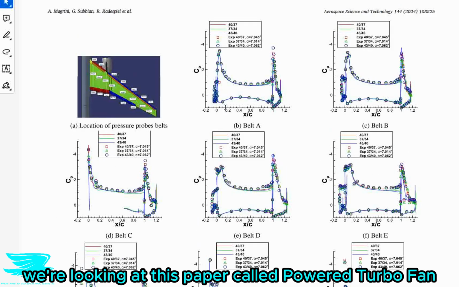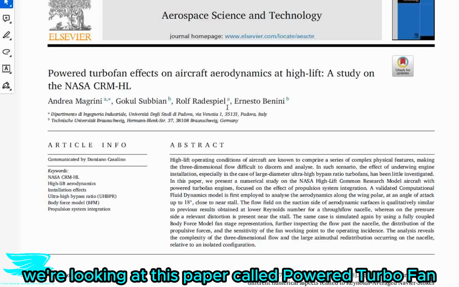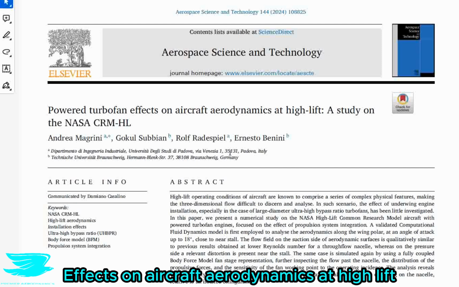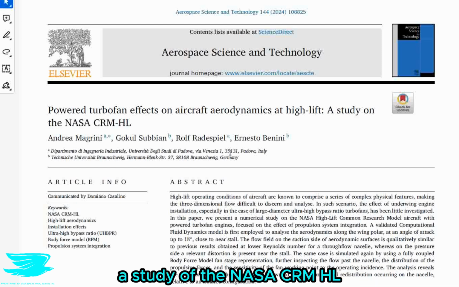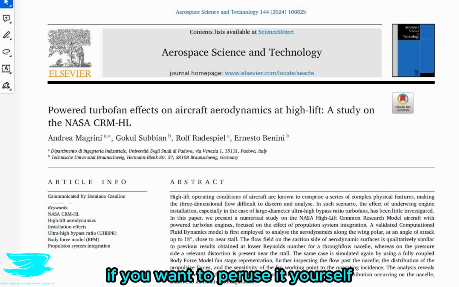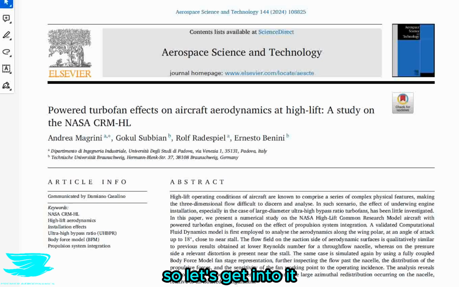So to look at this, we're looking at this paper called Powered Turbofan Effects on Aircraft Aerodynamics at High Lift, a study of the NASA CRM-HL, which is a software. As usual, this is an open access paper, and you can find it in the link below if you're inclined to peruse it yourself. So let's get into it.